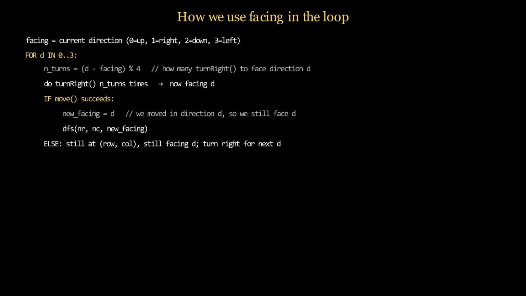In each pass we use the facing we're passed in. We compute how many turn rights we need to face direction D, that's D minus facing, mod 4. After those turns we're facing D. If move succeeds, we're at the new cell still facing D, so new_facing is D. If move fails, we're still at the same cell facing D, we turn right once to align with the next direction in the loop.